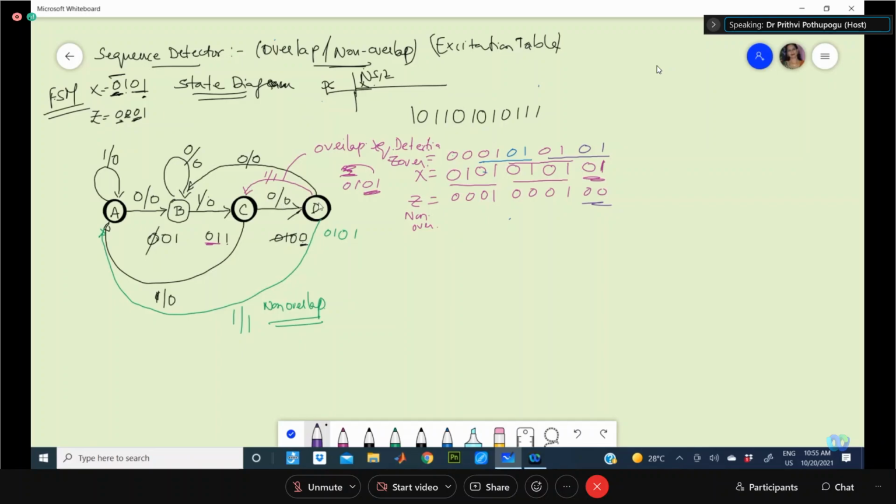For overlap we see 0, 1, 0, 1. This is the path, no? 0, 1, 0, 1, output is 0, 0, 0, 1. Next, if you get 0, 1, your output should be 1. One more 0, 1 you get, again 1 as the output. One more 0, 1, output 1. One more 0, 1, again output 1. So this is the correct state diagram. The transitions are correct.